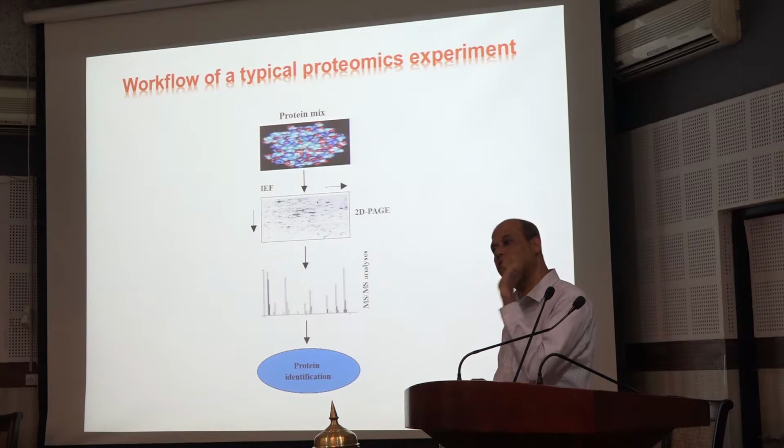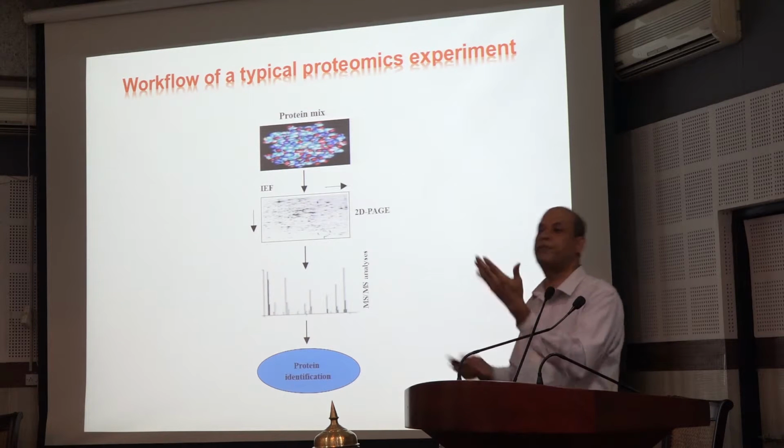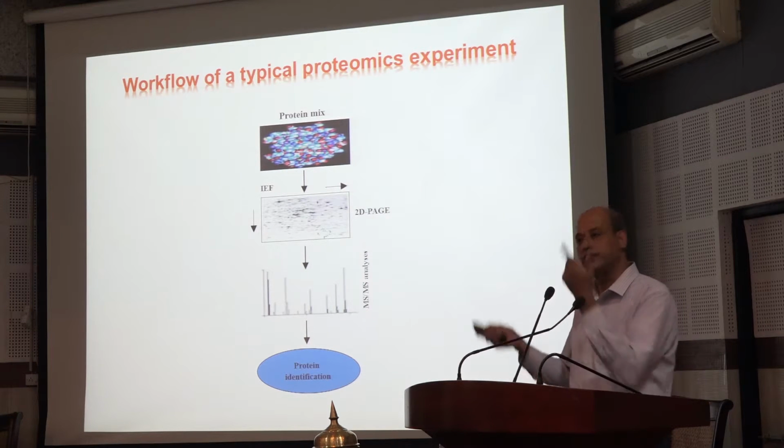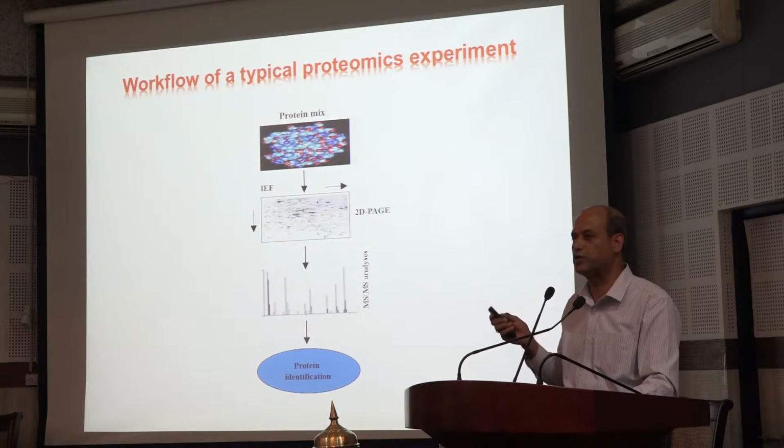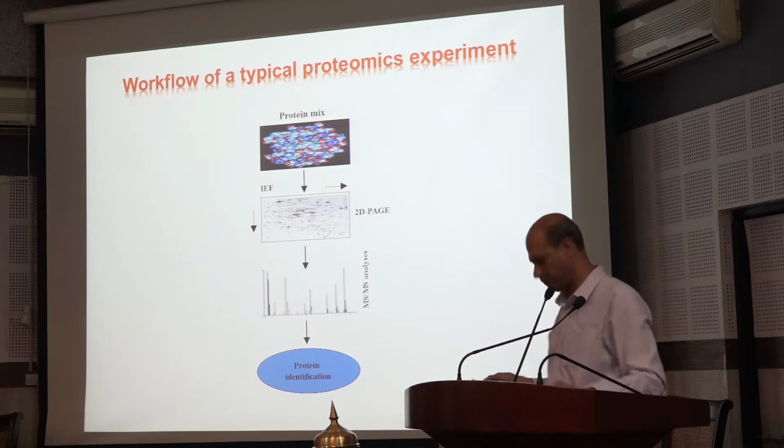because you are looking for a trait or a character represented by a protein. Then when you identify a protein, you go back to the root, that is, the gene encoding this protein. Is it clear to you?